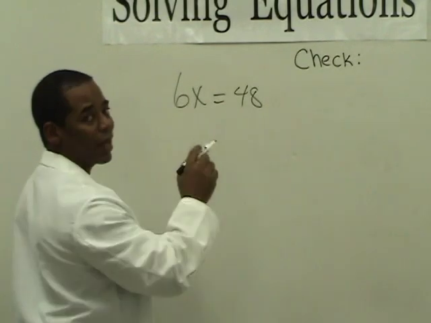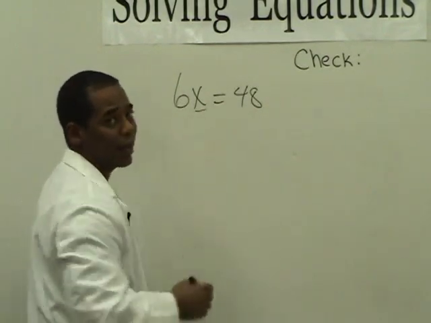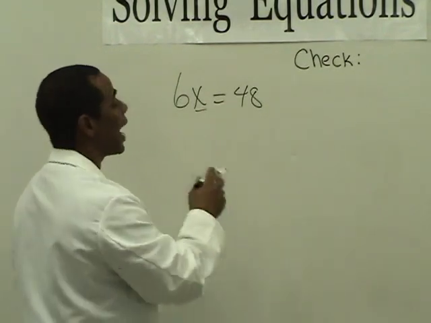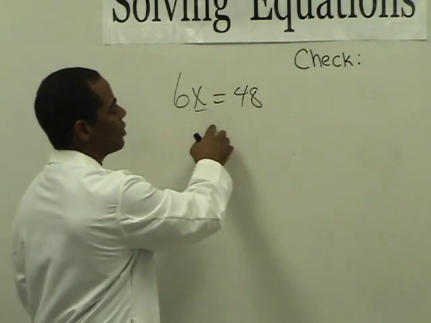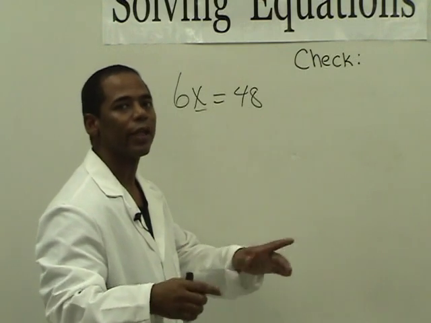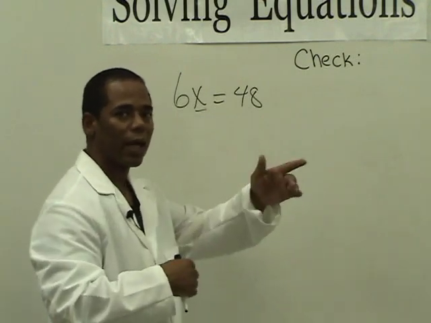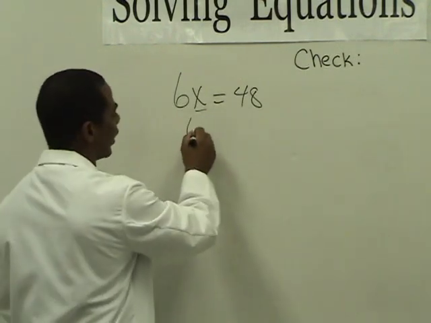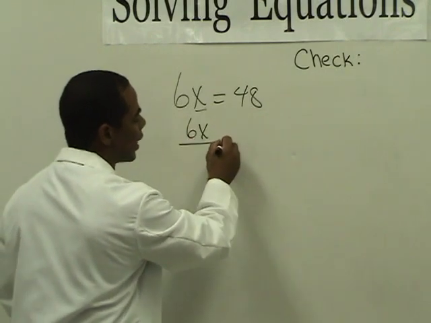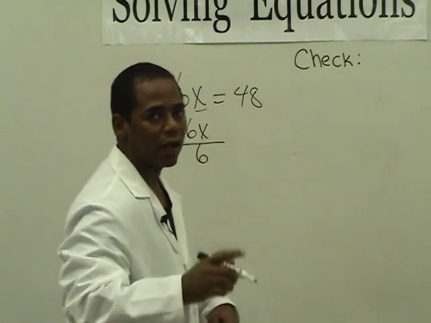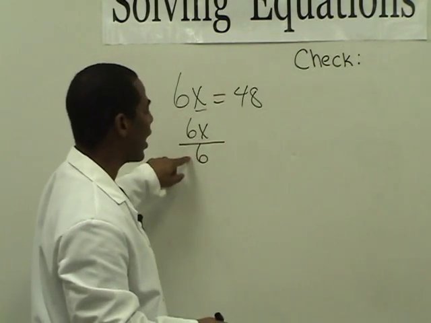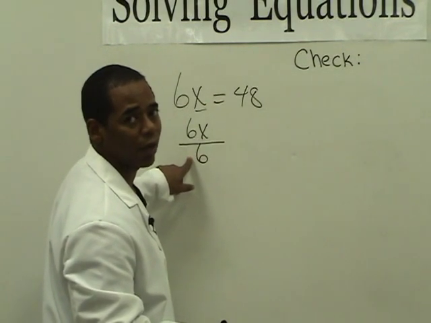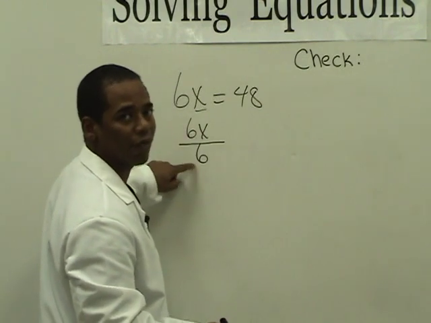So I first identify the variable, x. Now I'm going to isolate the variable by doing the opposite operation. This is 6 times x, so the opposite operation is division. The opposite of multiply is divide. So I'm going to take my 6x and divide it by 6. Now remember, I'm trying to get x alone, isolate it, so I'm going to divide by the same number I'm trying to get rid of. I'm trying to get rid of 6, so I'm going to divide by 6.